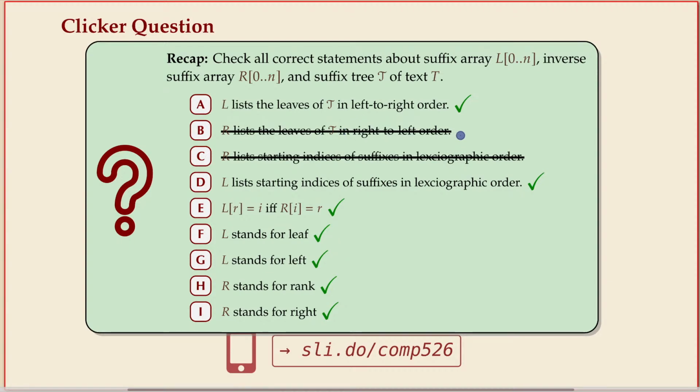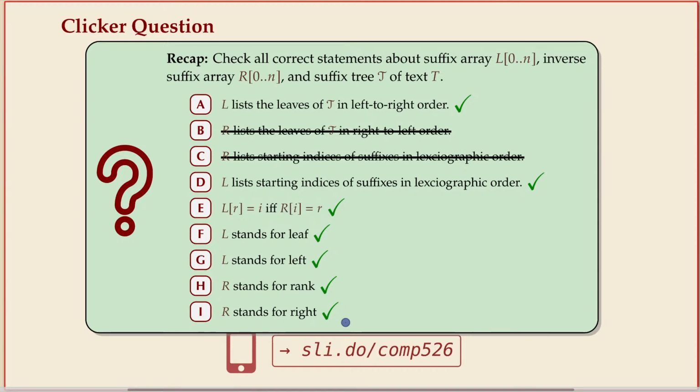It sounds like left and right, so be careful, but that would mean R is the mirror image of L, right? If you would swap everything around. That might also be useful. It turns out not to be useful here, so R is just something else. R lists the starting indices of suffixes in lexicographic order. That's the other way around. That's what L does, as you see below. That was the definition of the relation between the two, so not much more to say about that.